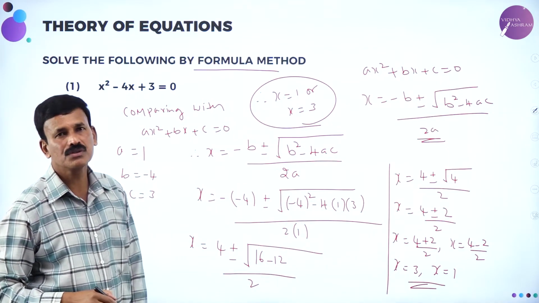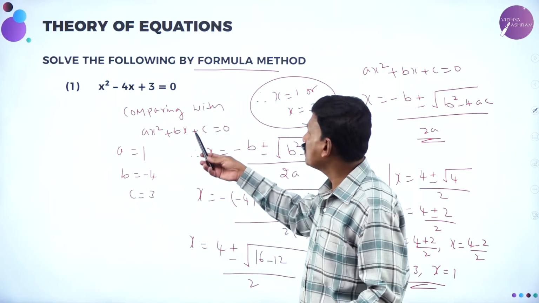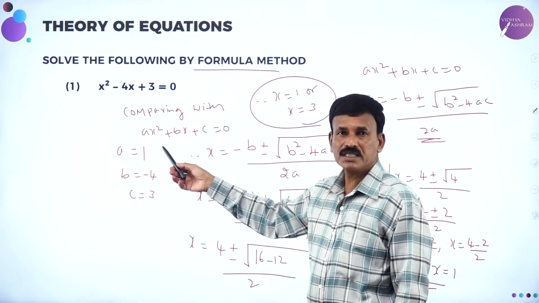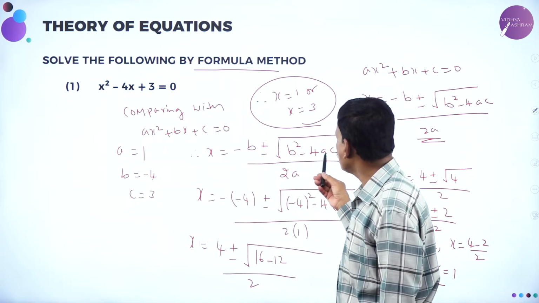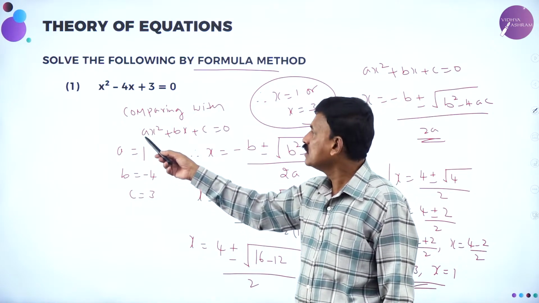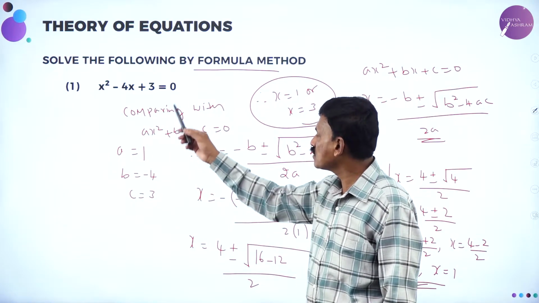This is how we are going to solve. Very simple method. I'll explain once again. Solve by the method of formula, using formula. What is the formula? Formula to solve ax square plus bx plus c is equal to 0 is minus b plus or minus root of b square minus 4ac divided by 2a. Comparing with the standard equation, a is the coefficient of x square, a is 1, b is the coefficient of x, minus 4, c is equal to the constant.